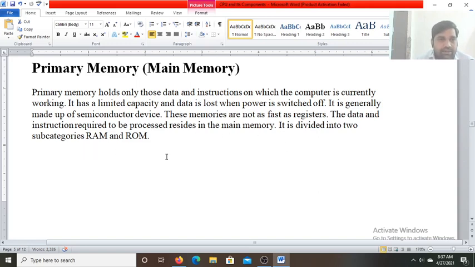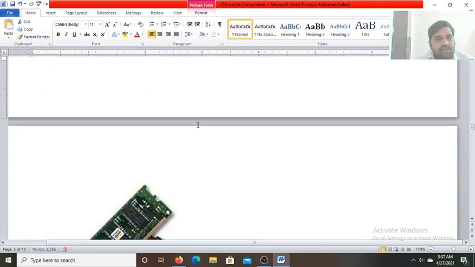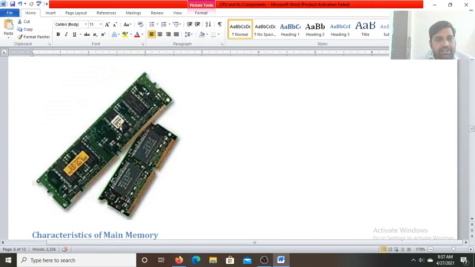It is divided into two subcategories. Main memory is of two types: RAM and ROM, random access memory and read-only memory. You can see this is the RAM.